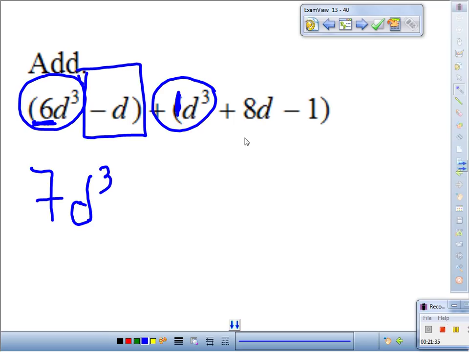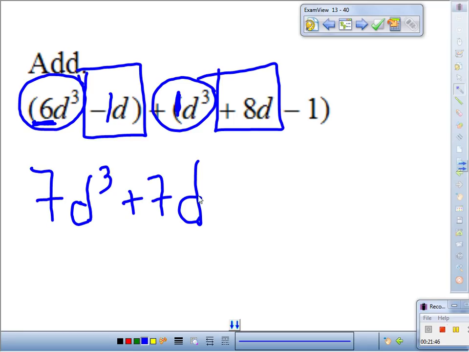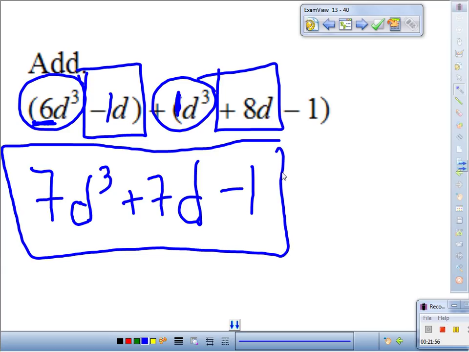Okay? Next, I go to the next one. D. Is there another D? Yes, so I write D. What is the invisible number right here? Negative 1 and positive 8. So what do I have left? Positive 7. Bring down the negative 1. Can I combine anything else? No, because this one has a totally different exponent than that one. Is it in standard form? Yes. From highest to lowest degree. Hands up if you got that.